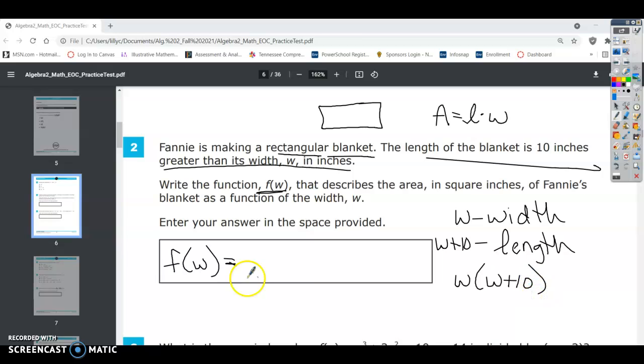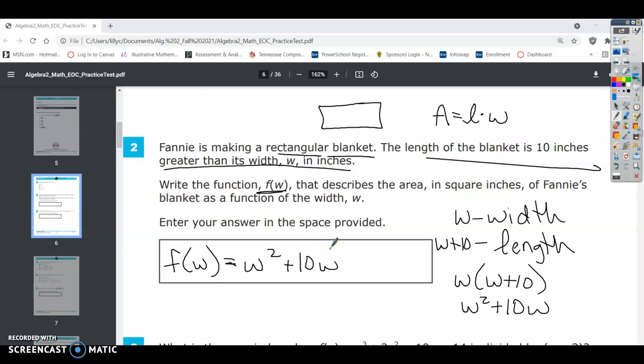We could write that here, or we can combine these and do W squared. W times W is W squared, and then W times 10 is 10W. So f of W equals W squared plus 10W.